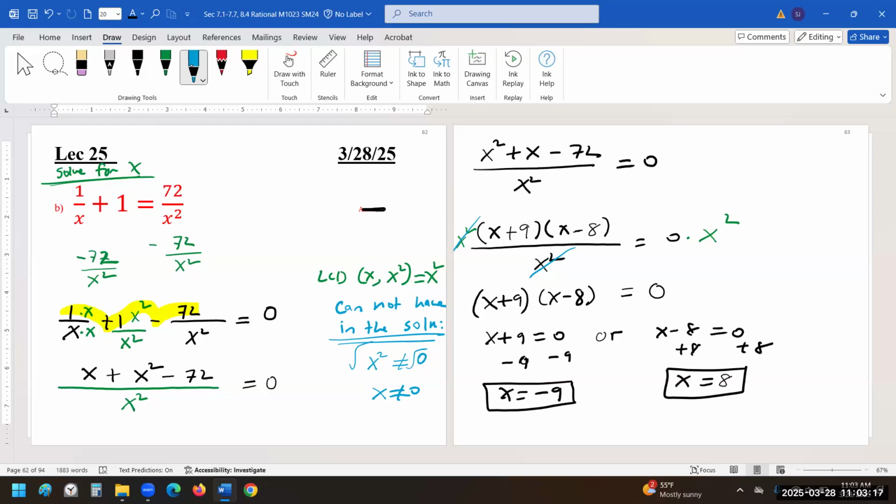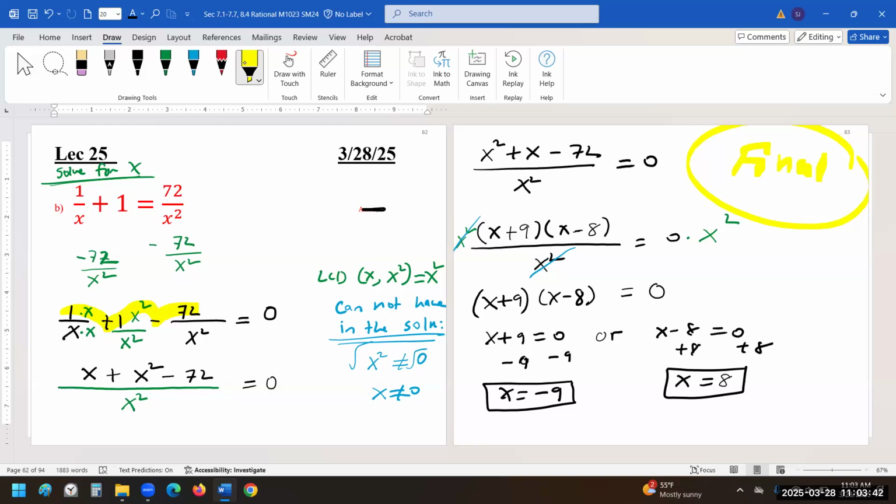What does that mean? It means when we have x equal to 0, everything becomes invalid. And when we have x equals 8 or x equals negative 9, both sides of the equal sign are the same. And this is a final exam question. You'll have one of these in the final, definitely.